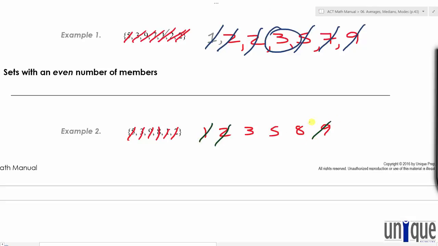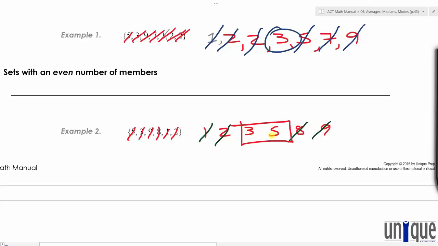1 and 1, 1 and 1. If we cross these two guys off, we're going to have no set left. We'll have no numbers from which to choose the median. So what we actually do here, some of you might already know this, is you average the 2 guys in the middle, or 2 girls. I don't know, maybe these are girls, just want to be gender neutral.